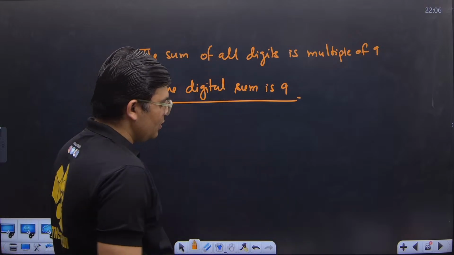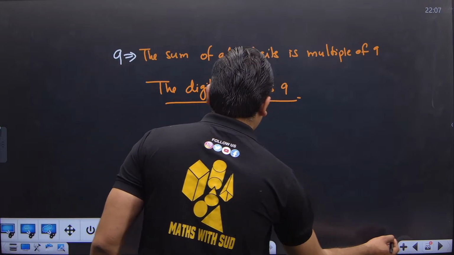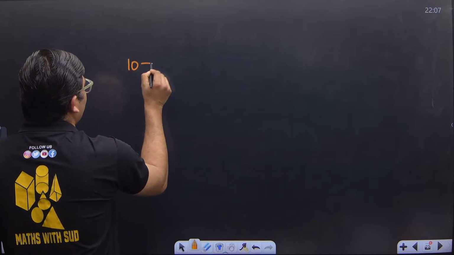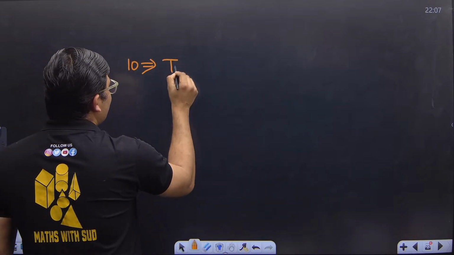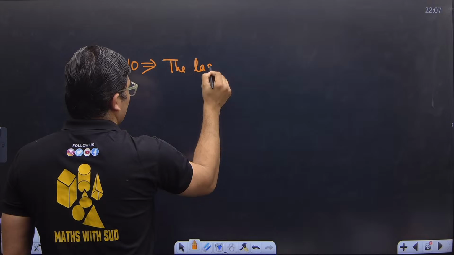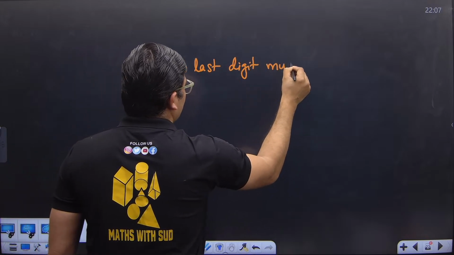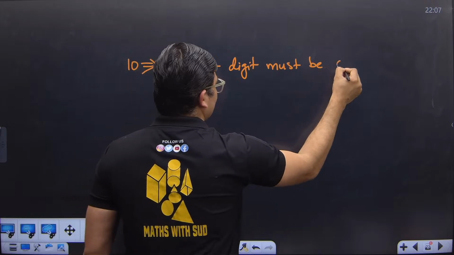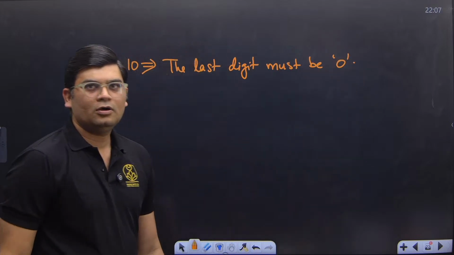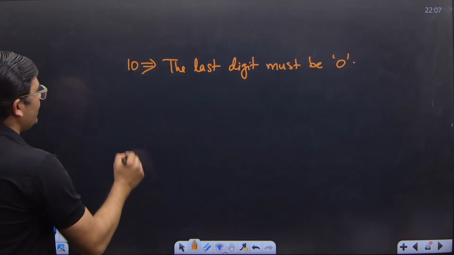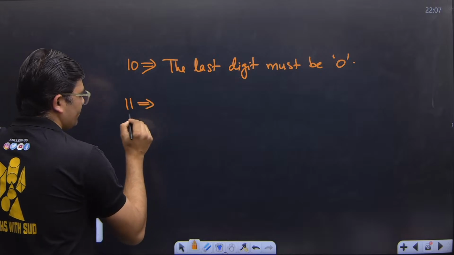Okay, now next question. What is the divisibility rule for 10? The last digit must be 0. Alright.